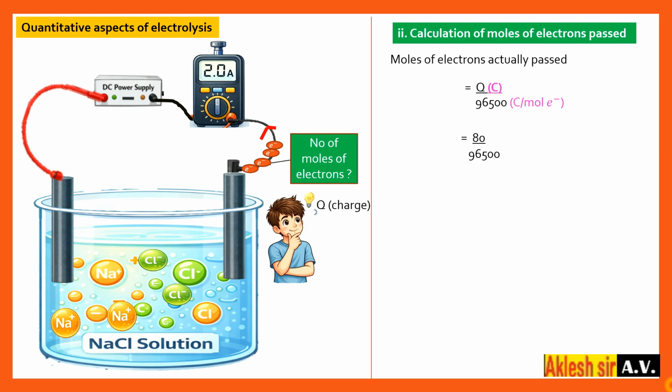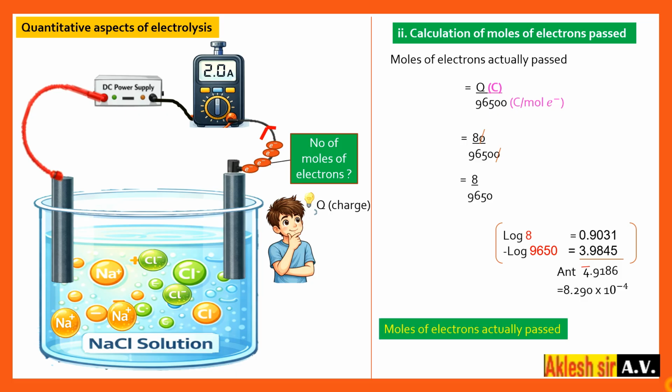After cancelling a 10 above and below, the value is 8 divided by 9650. By using a log table, we get the value as 8.290 multiplied by 10 raised to the power minus 4. Therefore, moles of electrons actually passed equals 8.290 multiplied by 10 raised to the power minus 4 moles.